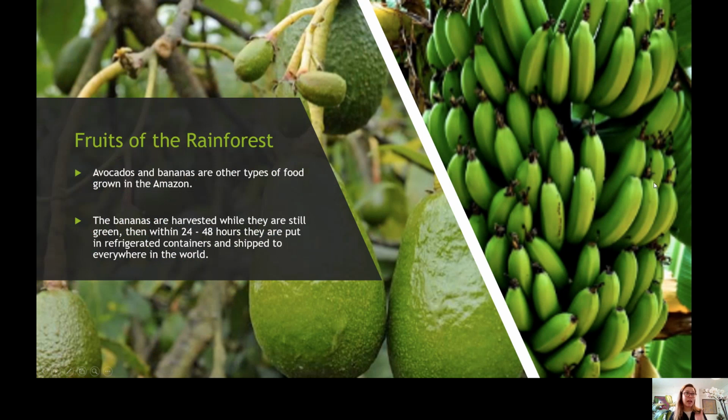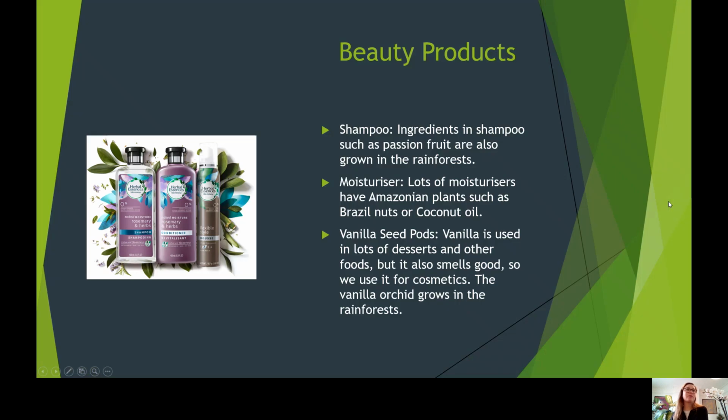Other fruits of the rainforest. Avocados and bananas are the types of food that are grown in the Amazon rainforest. Bananas are harvested while they are still green. Then, within 24 to 48 hours, they are put in refrigerated containers and shipped elsewhere in the world. So by the time they arrive at Tesco's or Sainsbury's, they're more yellow, and by the time they enter your kitchen, they're hopefully perfectly ripe.